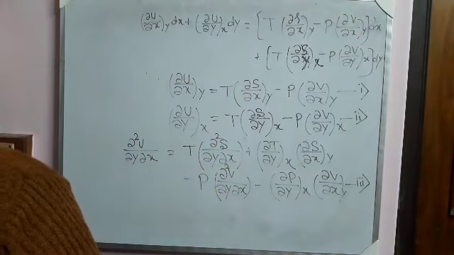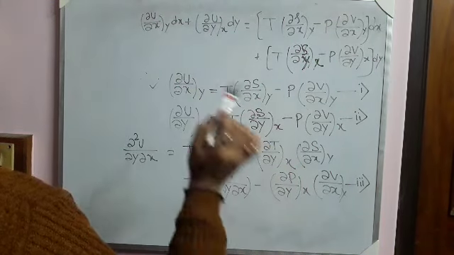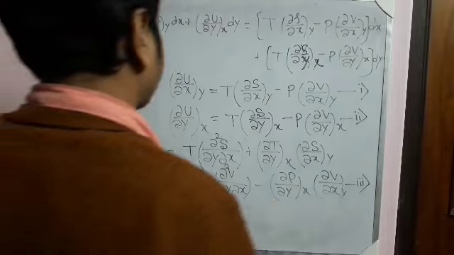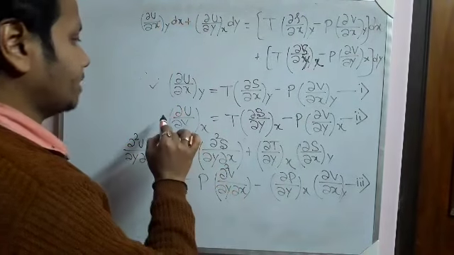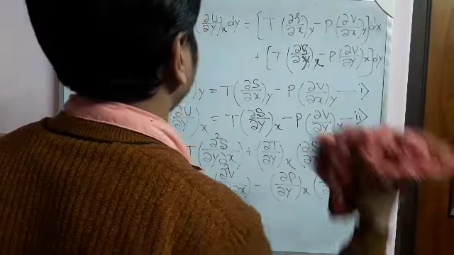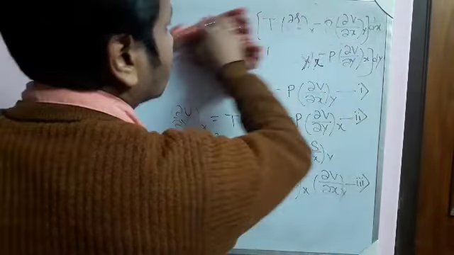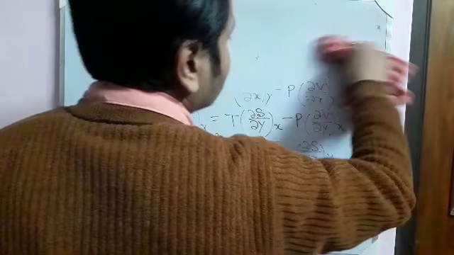Right. Now we have already differentiated this partially with respect to y. Now we have to differentiate equation 2 partially with respect to x. So let's do it. I erase this because its work is over.